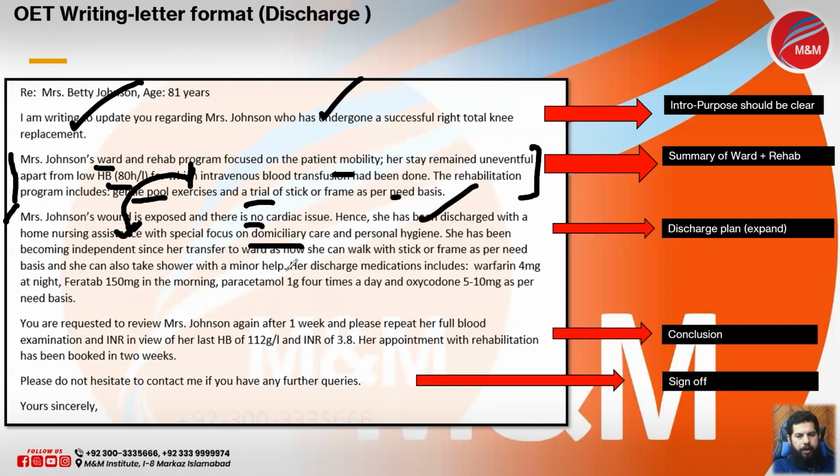Then we can also incorporate the exercises, that the list has been provided in the rehabilitation, followed by the medication. We have written the medication with dosage and frequency, and then we can write the concluding paragraph. Like, you are requested to review Mr. Johnson after 1 week, as we are requesting the GP, and please repeat her full blood examination and INR in view of her last HB value and INR value, right?